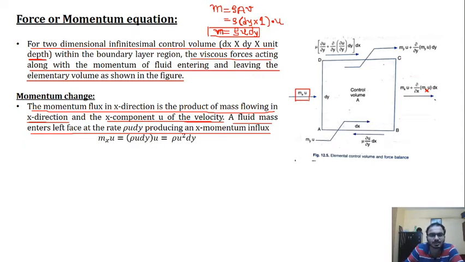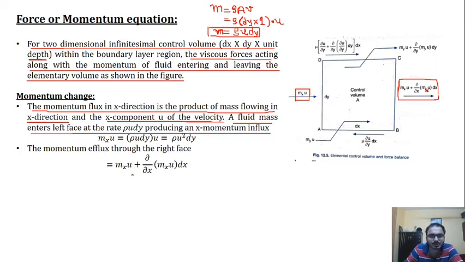And the total momentum is given by mx into u, which is rho u dy into u, equal to rho u square dy. The momentum efflux, that is on the right phase, now we are going to focus on this. It is given by this formula, that is mx into u, the momentum which was already there on AD phase, plus the change in momentum, which is given by del upon del x of mx into u into dx.